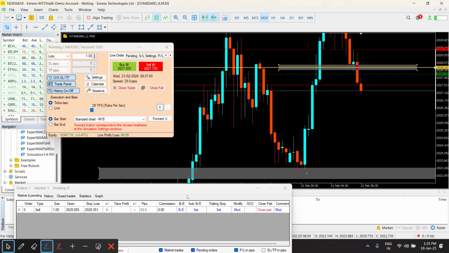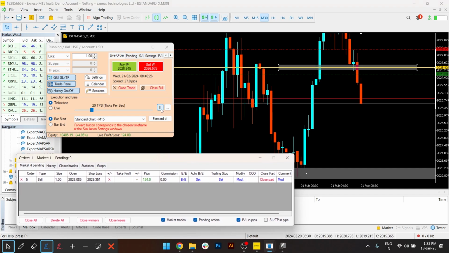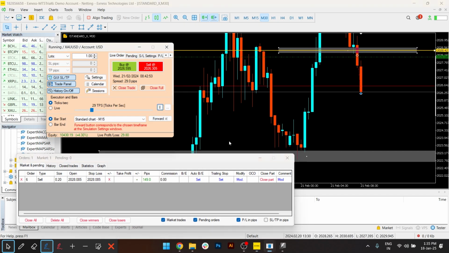How many pips are we up? We are up like 10, 12 pips, perfect. Now, 14 pips, close partials, close 80%. Let's move to break even, now risk free trade.